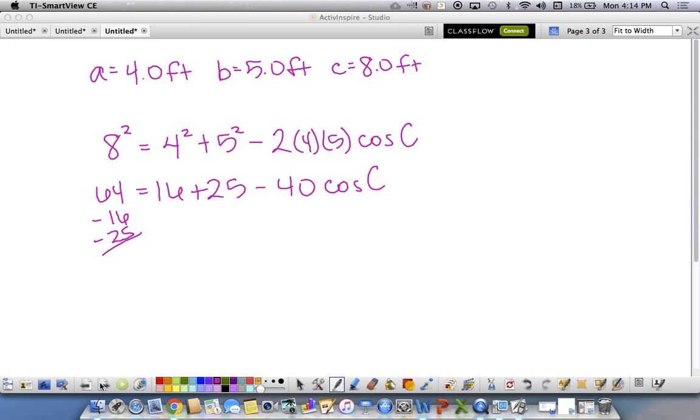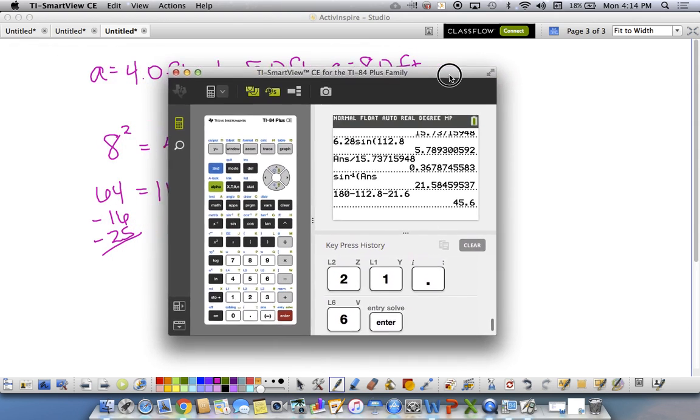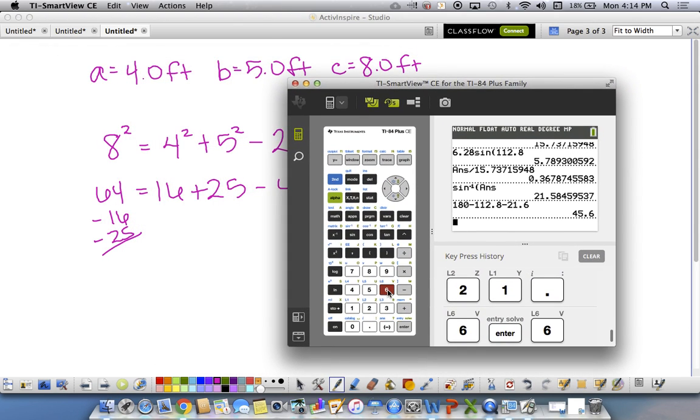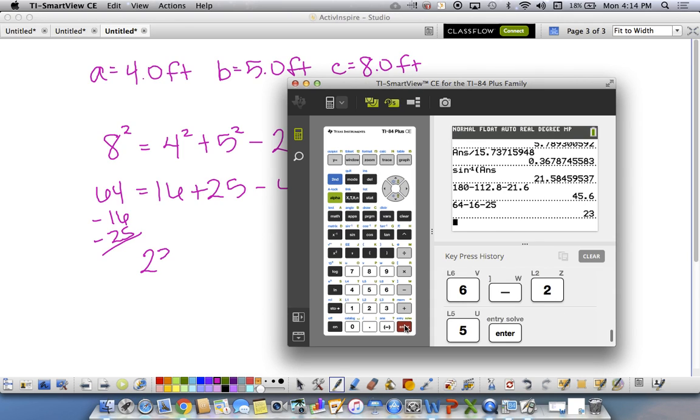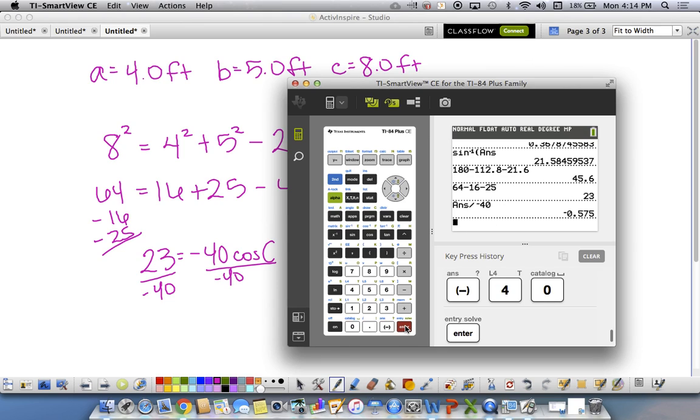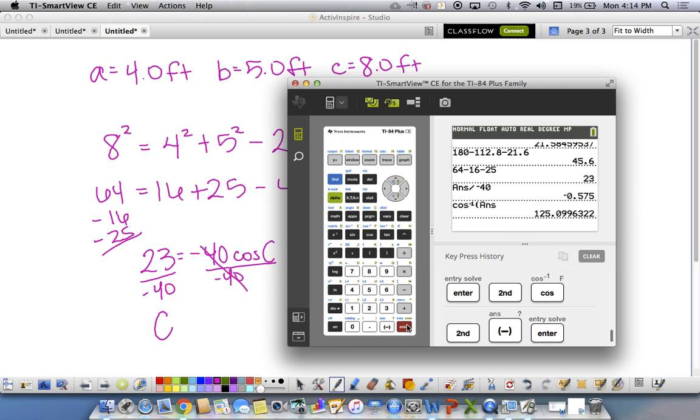I don't even know what that is. Here we go. 64 minus 16 minus 25, and I'm left with 23 equals negative 40 cosine C. I'm going to divide by negative 40. I get a negative answer. So the angle is going to be obtuse, little hint. So inverse cosine, second answer. So angle C is approximately 125 degrees.